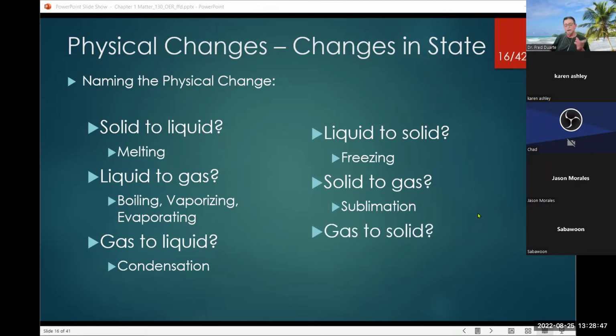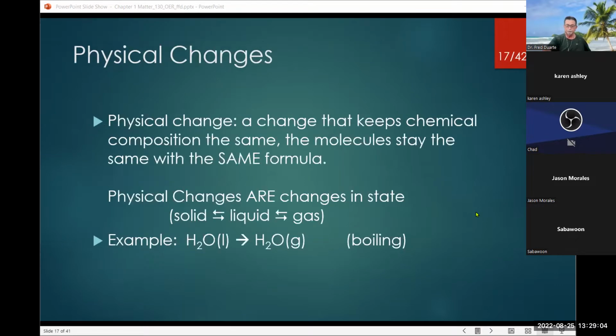Okay, so now, solid to gas is sublimation. Gas to solid, we call that deposition. So we take carbon dioxide gas and convert it back into solid carbon dioxide. It's called deposition.